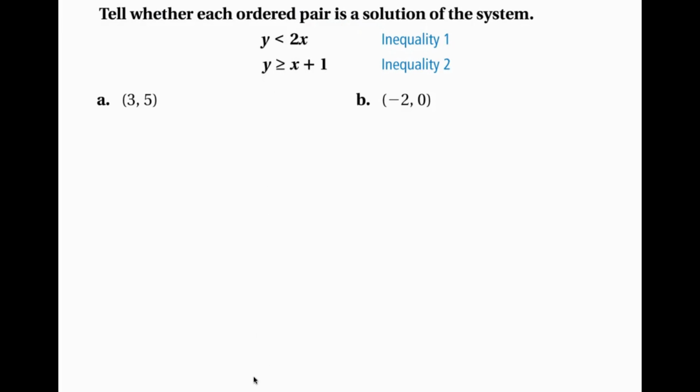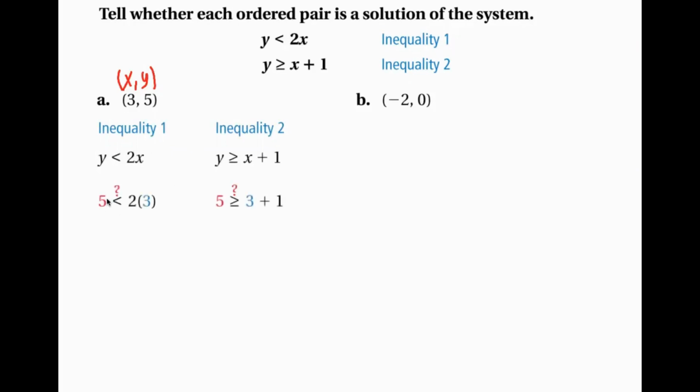Looking at our first ordered pair, we have 3, 5. Remember that an ordered pair is in an xy format, so you would simply plug in 3 for your x value and 5 for your y value into each of these inequalities. So here are our two inequalities in our system. I'm going to plug in 5 for y and 3 for x, so that would give me 5 is less than 2 times 3 for our first inequality, and for our second inequality we would have 5 is greater than or equal to 3 plus 1.